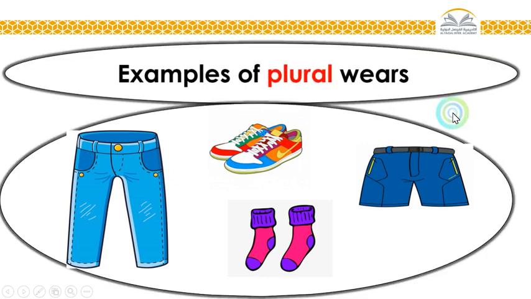So we're going to be looking at plural words. Examples of plural words. The first one: how many legs do you have? Two, right? Very good. So you have your jeans. Remember when it is plural, at the end you have your s. Jeans. Your shoes. Your socks. And your shorts. Good.